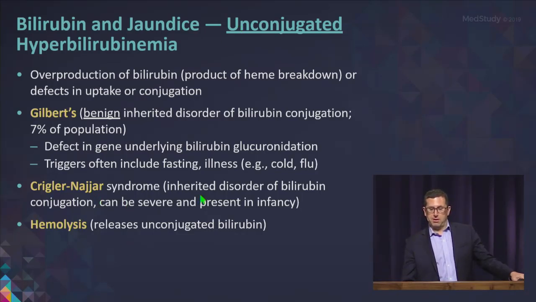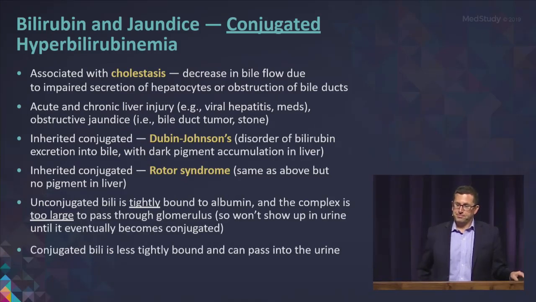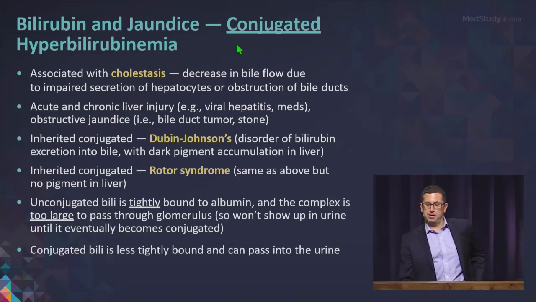Crigler-Najjar syndrome is an inherited disorder of bilirubin conjugation, which could be severe and present in infancy. And then obviously hemolysis is going to lead to high levels of unconjugated bilirubin, like in sickle cell disease. If you see conjugated hyperbilirubinemia, that's really associated with cholestasis.